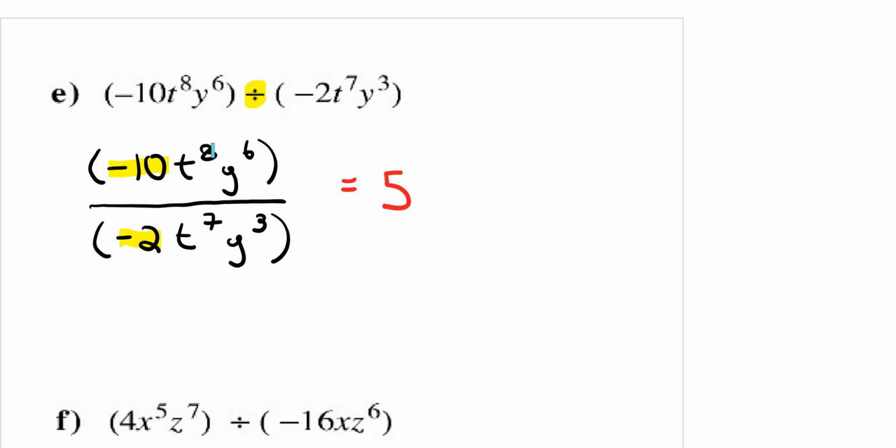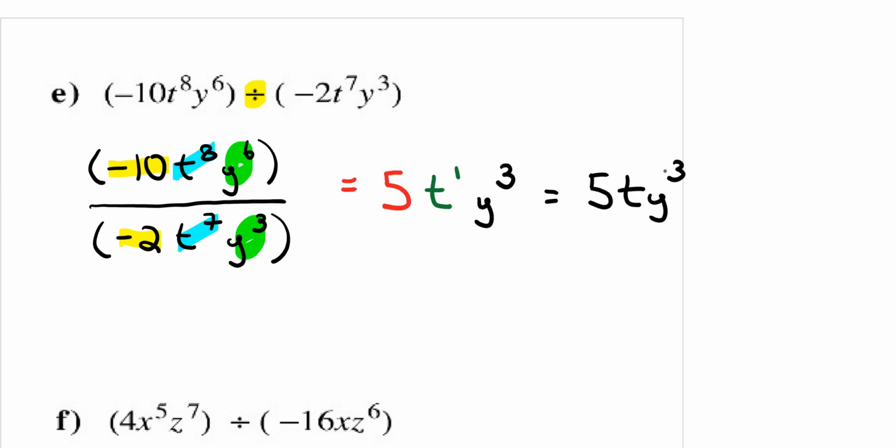All right, and then we do t to the 8 and t to the 7. So 8 minus 7 is going to be 1, so t to the 1. And then we also have a power of 6 and a power of 3, right? So 6 minus 3 is going to be 3. All right, so you can rewrite this as 5ty cubed. Okay, good.